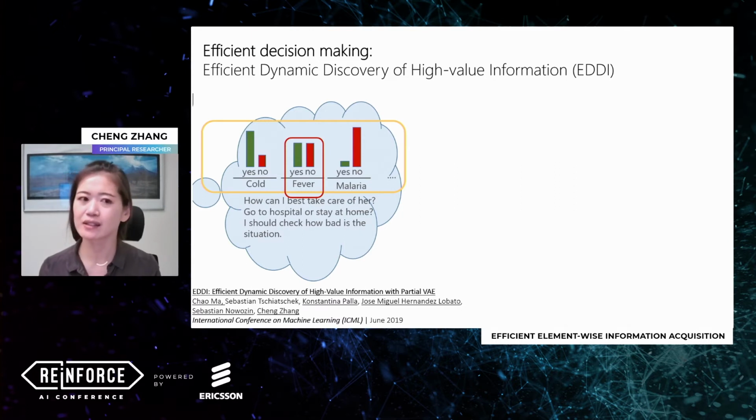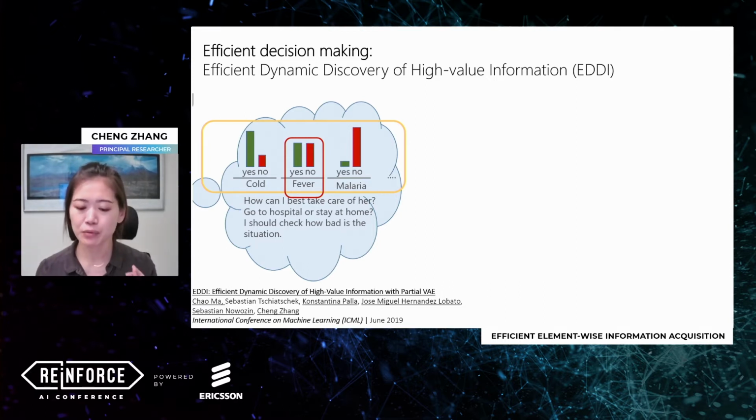And then the second step is Bob will think, to best take care of Alice, what more information should I gather? Like, what do I need to know to make such a decision? And then he chooses in that situation to take the temperature to check whether Alice has a fever or not.